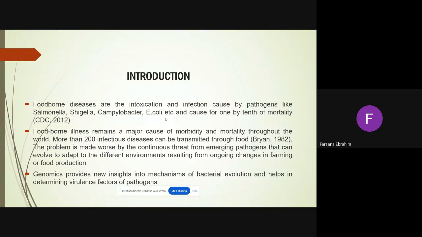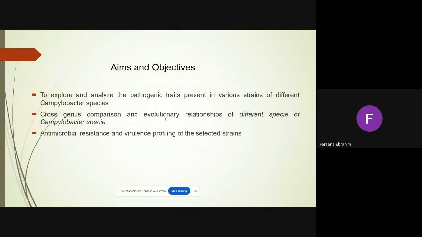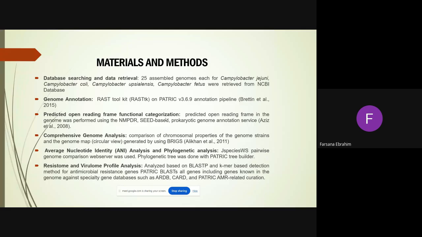Genomics provides new insight into mechanisms of bacterial evolution and helps in determining virulence factors of pathogens. The main aims and objectives of this study are to explore and analyze the pathogenic traits present in various strains of different Campylobacter species, and also cross-genus comparison and evolutionary relationship with these different species. Also to analyze the antimicrobial resistance and virulence profiling of the selected strains.